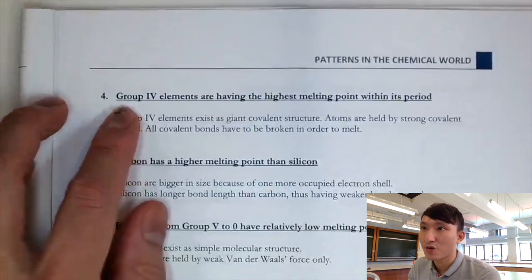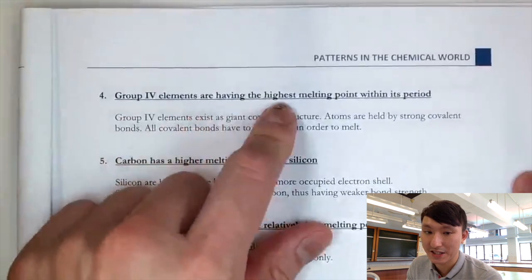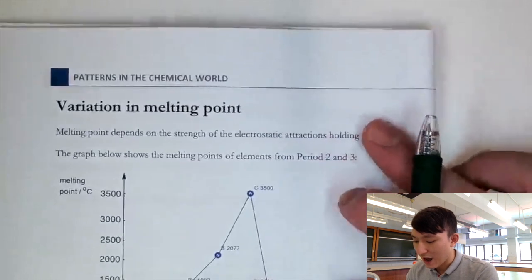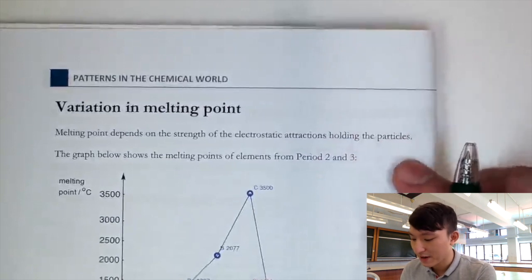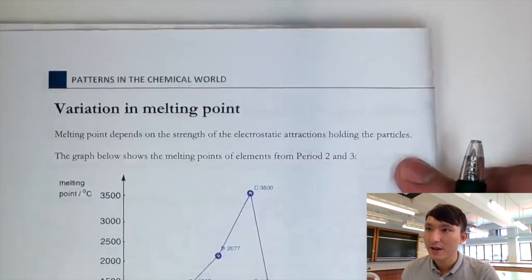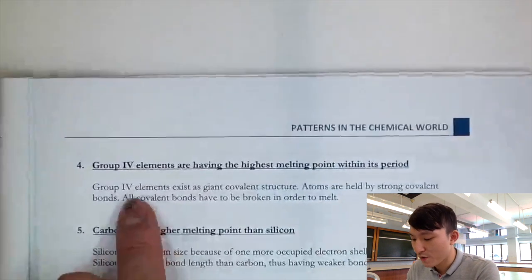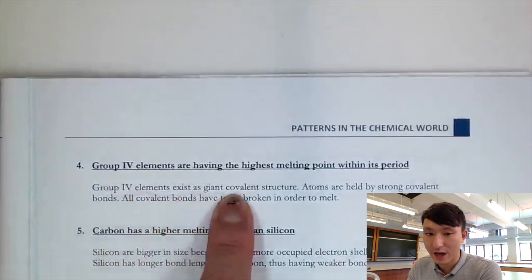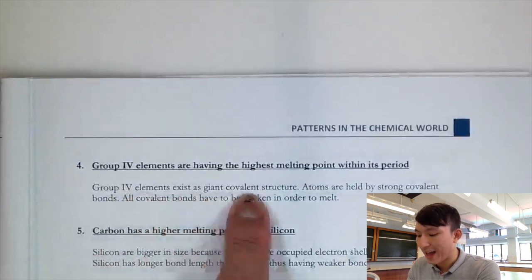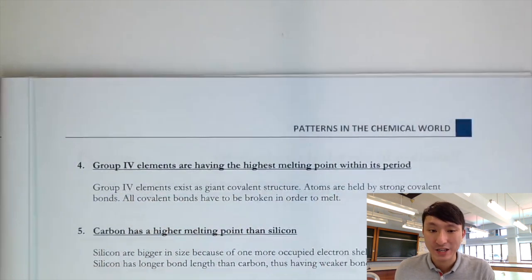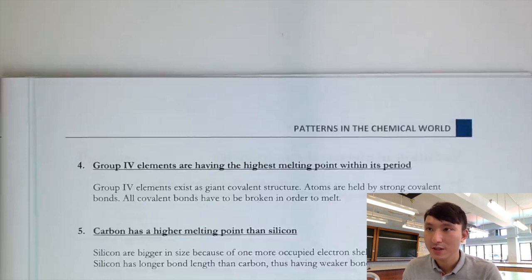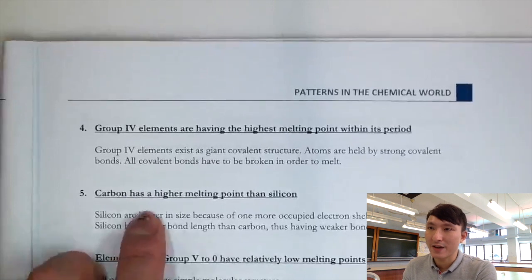It says that group 4 elements have the highest melting point. You can see from here, for period 3, silicon is the one that has the highest melting point. Carbon for period 2 has the highest melting point. Simple, because both elements have a giant covalent structure, so the atoms are covalently bonded with strong covalent bonds. If you want to melt it, you have to break essentially all the covalent bonds, which is very difficult, and that's why they have a very, very high melting point. Carbon has a higher melting point than silicon.